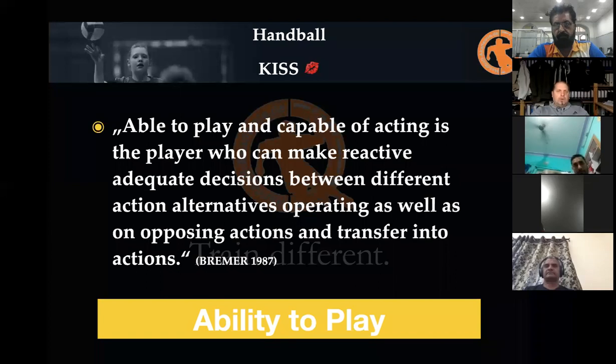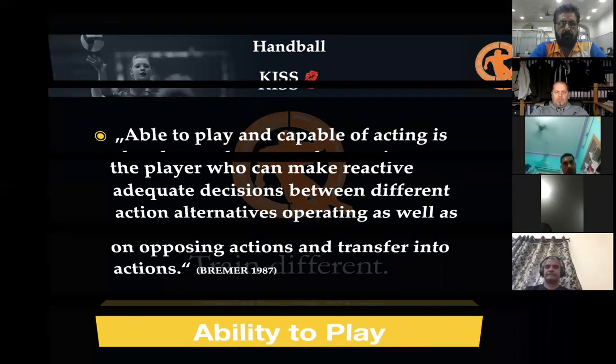So that's quite important, always to have a plan as an attacker, for instance, but always react to what the defense is doing. So it's action and reaction at the same time. And this is the same from the attacker's point of view and the defender's point of view. And if the players are able to do that, working out a plan, how to solve the situation, act, react to what the opponent is doing, and then use the adequate alternatives, the adequate tools, the adequate techniques, then they are able to play. This is the basic idea of this definition.